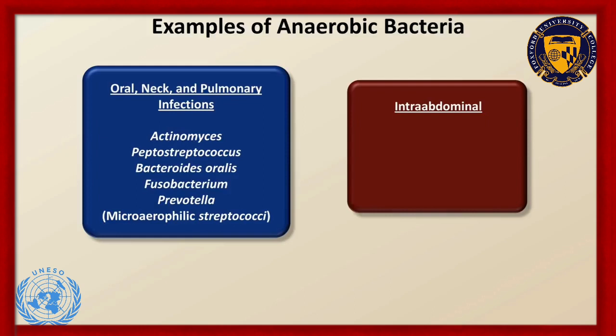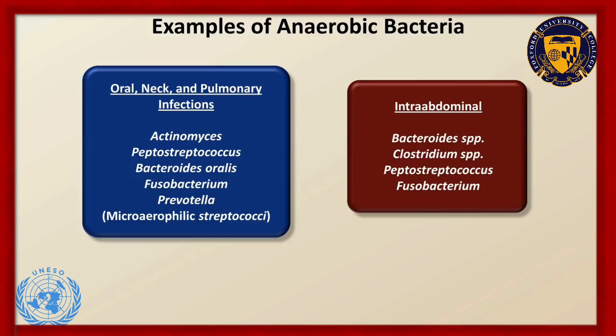Anaerobic bacteria causing intra-abdominal infections include various species of Bacteroides, Clostridium, Peptostreptococcus, and Fusobacterium. With the exception of the genus Clostridium, which is responsible for a range of disease states from C. diff colitis to tetanus to gas gangrene, the other bacteria here are probably unfamiliar to you.